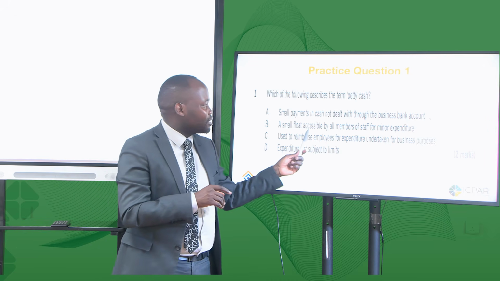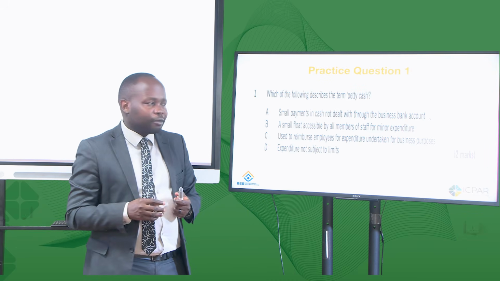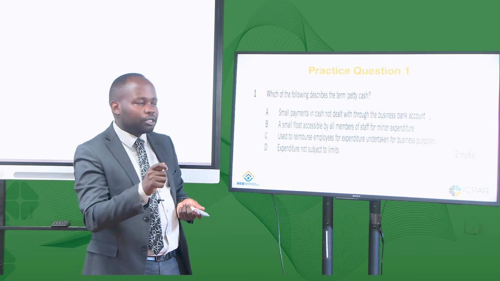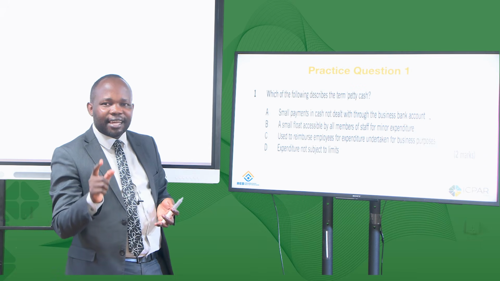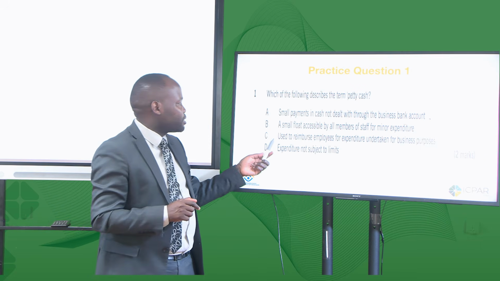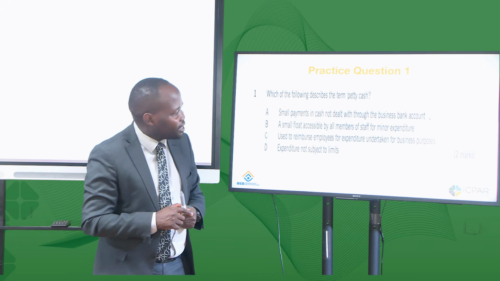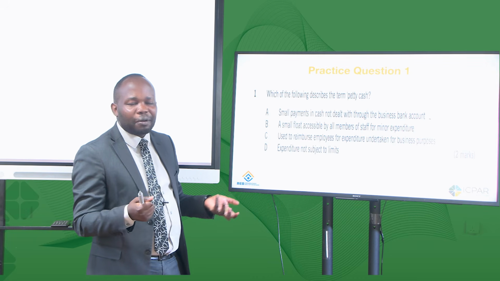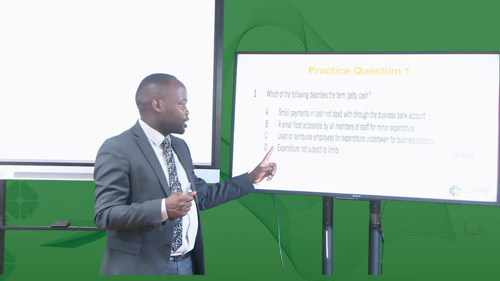B: A small float accessible by all members of staff for minor expenditure. Petty cash is not accessible to all. It is only for petty cash transactions. It's not a must that everyone must get the petty cash. Number C: used to reimburse employees for expenditure undertaken for business purposes. That is not true. Expenditure for business purposes can be reimbursed through the bank. It must not be through petty cash.